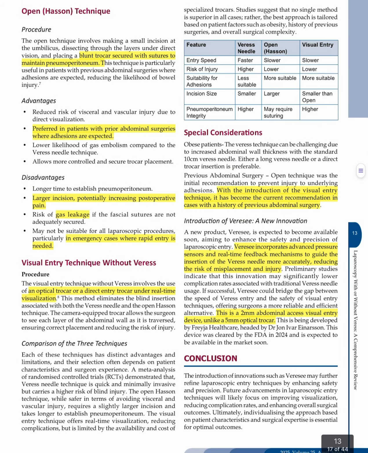Now coming to the open technique. The second method is the open technique, which I already told. We'll give an incision, we'll insert the trocar and we'll tie it with knots. Advantages of this technique: there is a reduced risk of injury. If there is any prior history of abdominal surgeries, or adhesions are suspected, then you can go for Hasson's technique. Gas embolism is also less, and it gives more control and secure trocar placement.